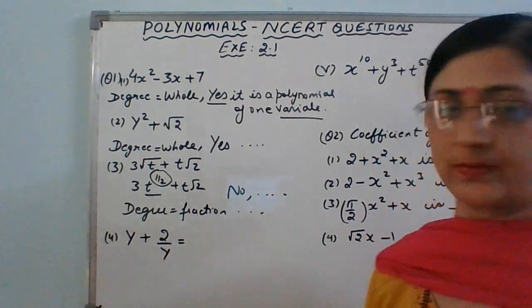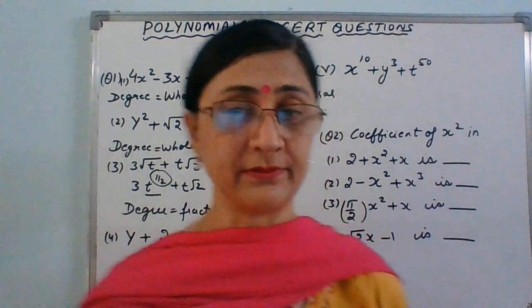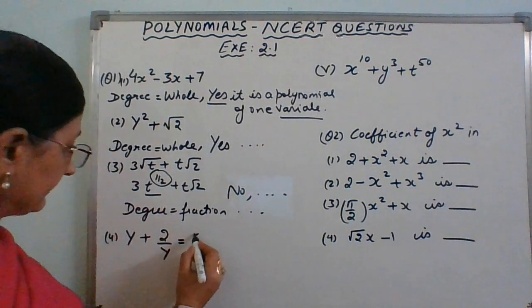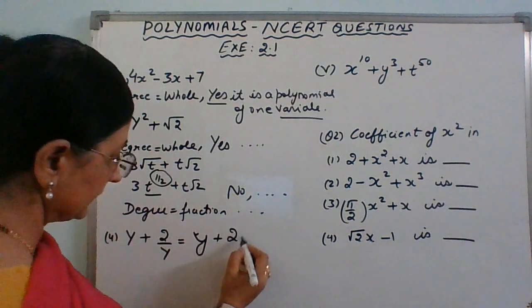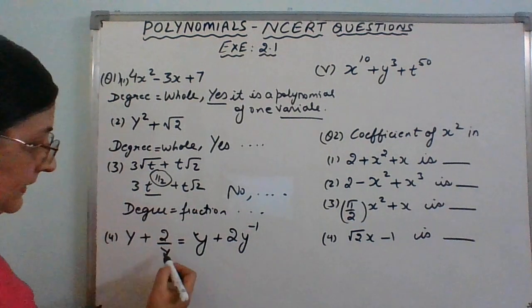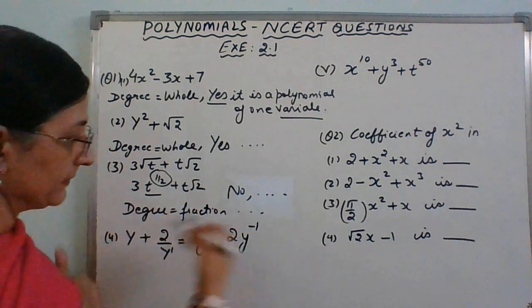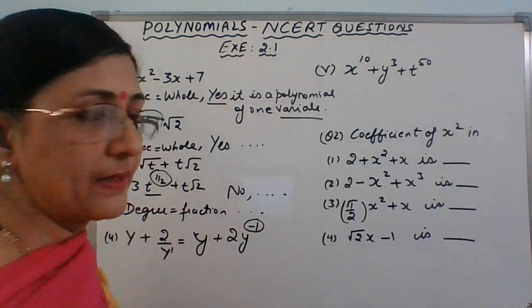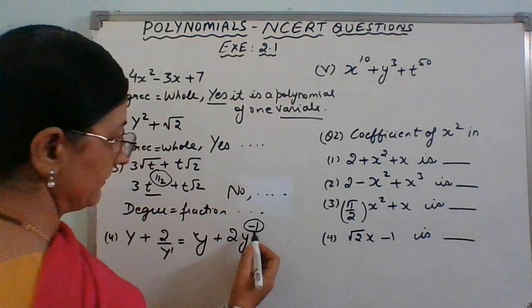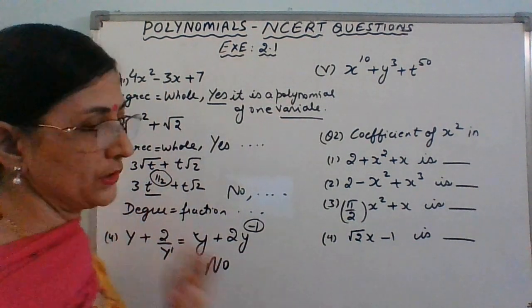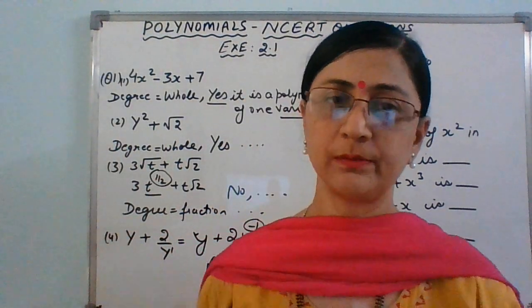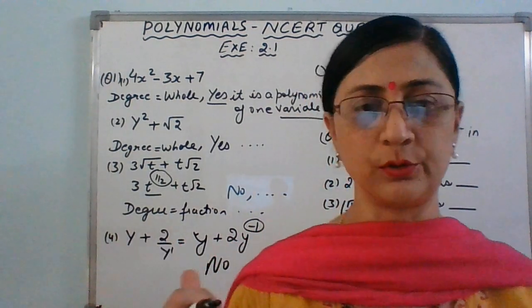Now let us check this one. Here we need to simplify first, because this is written in the denominator. It is in the denominator with power 1. When I bring it to the numerator, we have to write power minus 1. Since it has degree minus 1, no, it is not a polynomial. So we don't have to tell whether it is of degree 1 or 2.